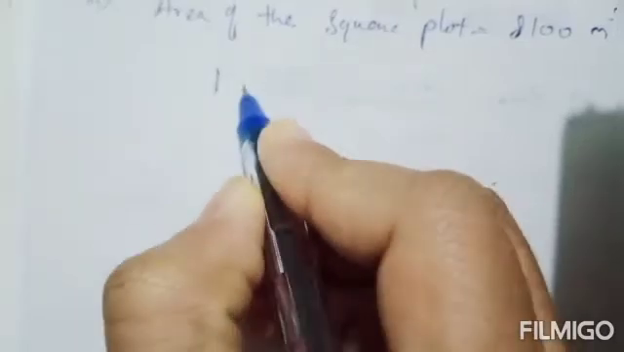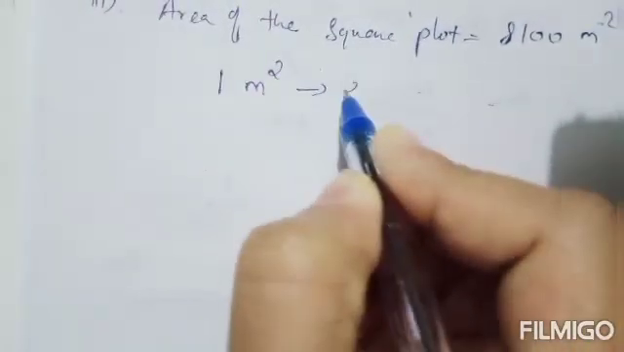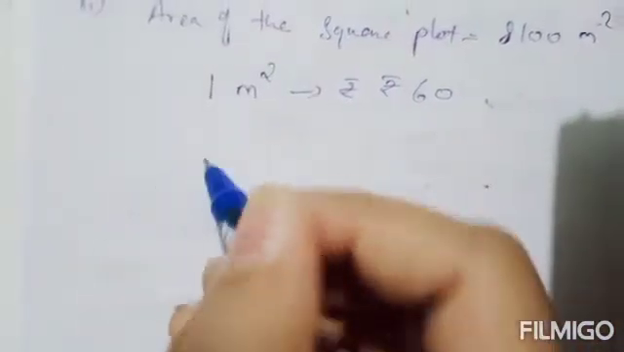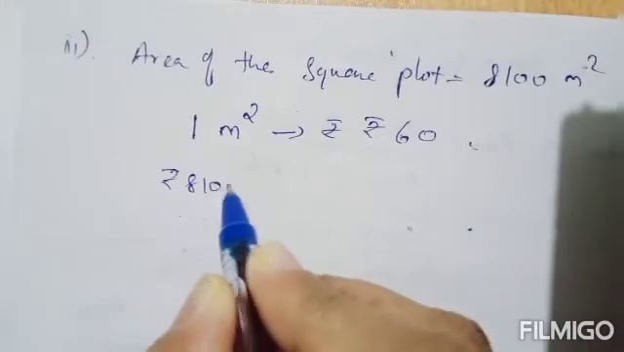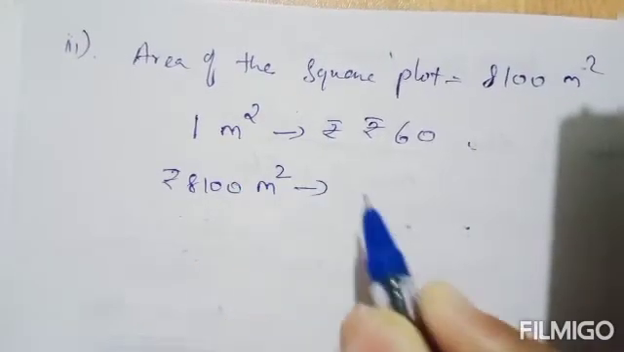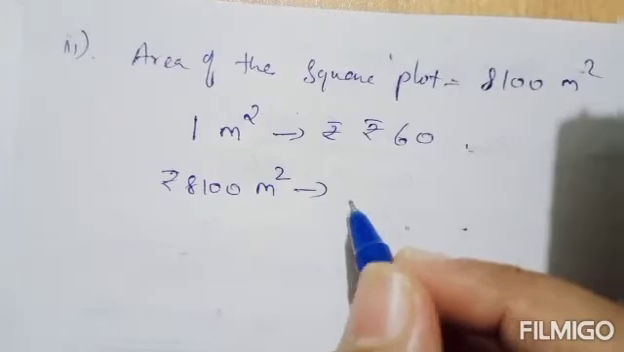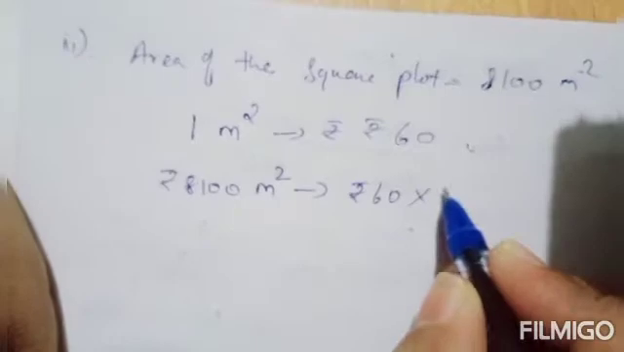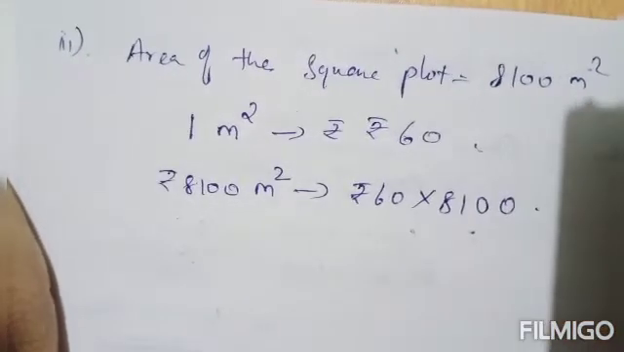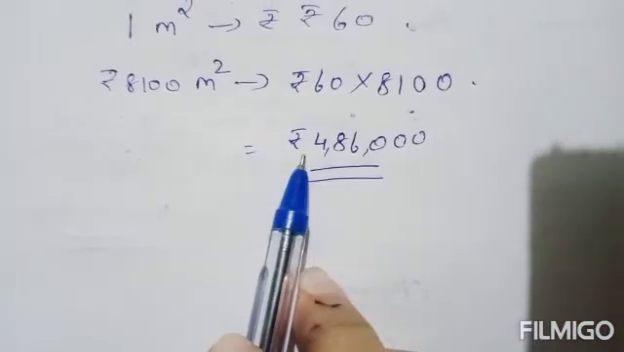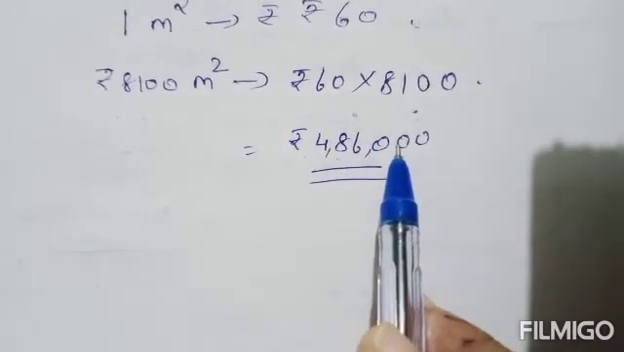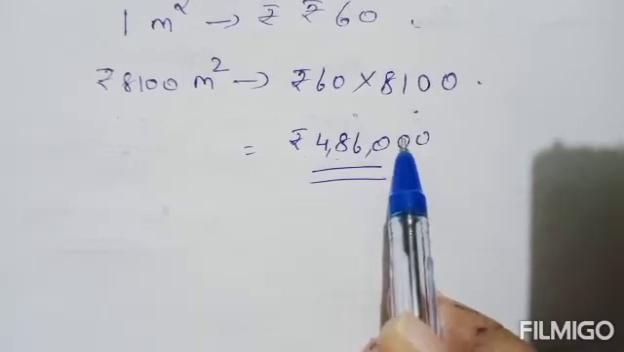Now what is the rate given? For leveling 1 meter square, the cost is rupees 60. So for leveling this 8100 meter square, what will be the total amount? You just multiply rupees 60 by 8100. You will get rupees 4,86,000. Okay, this is the total cost of leveling the plot at rupees 60 per square meter.